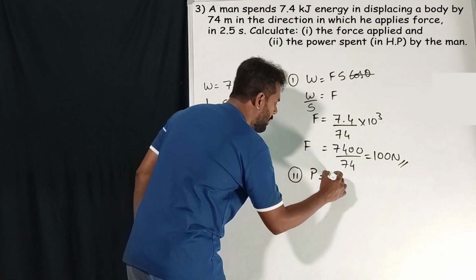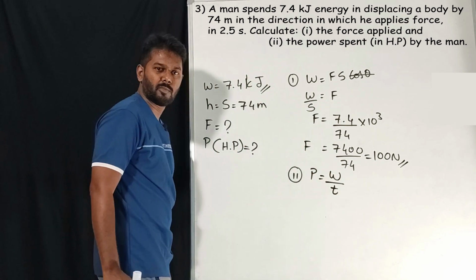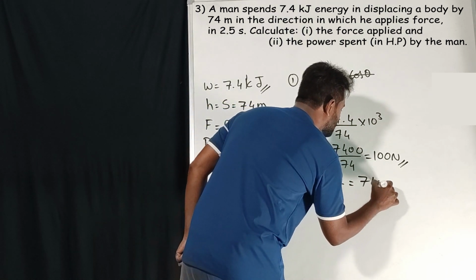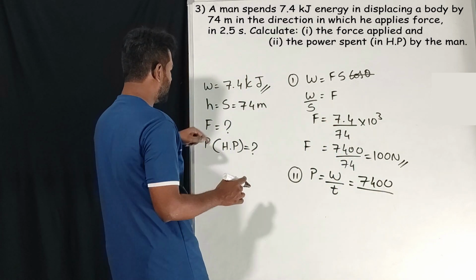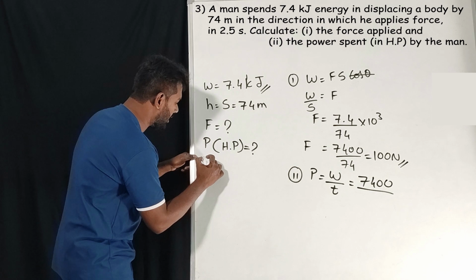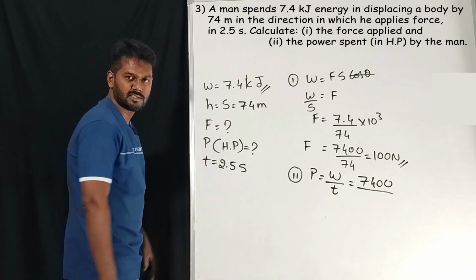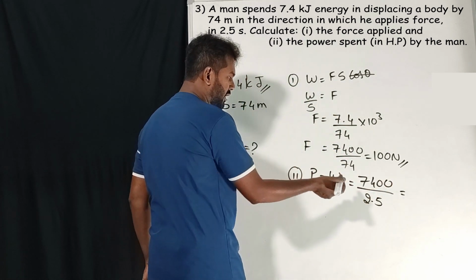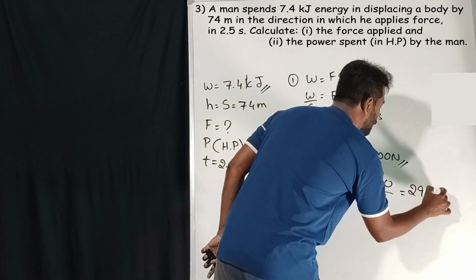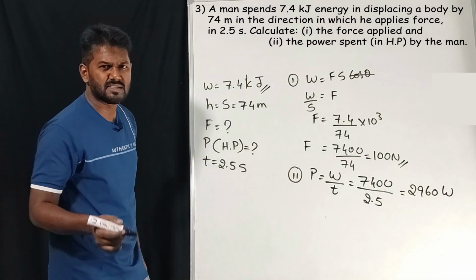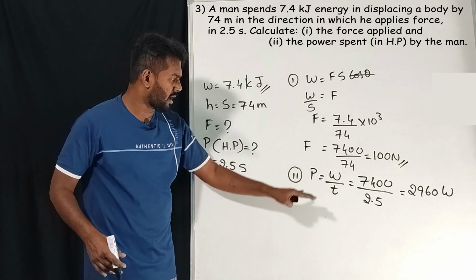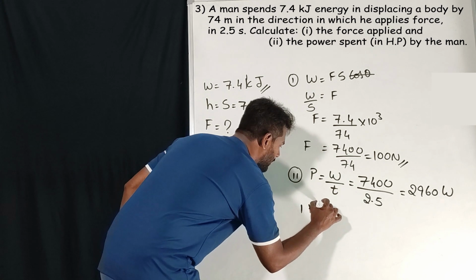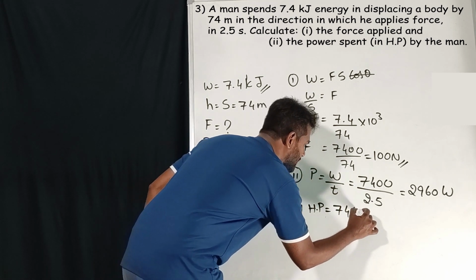What is the power formula? Power is nothing but work done by time. What is the work done? They have given 7.4 kilojoules, that is nothing but 7400, correct, divided by time. So in this question they have given time, correct? Time is equal to 2.5 seconds. So we are going to substitute here 2.5. So 7400 divided by 2.5, that will be equal to 2960 watt. 2960 watt. So we don't want the answer of power in terms of watt, we want it in HP, correct? So 1 HP is equal to 746 watt.